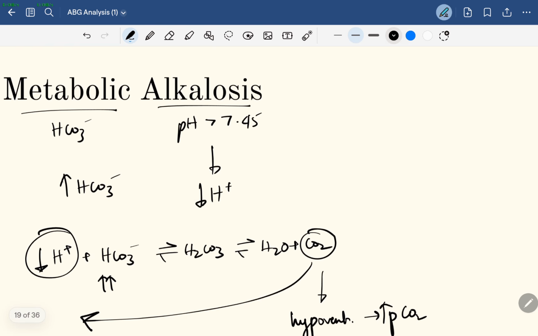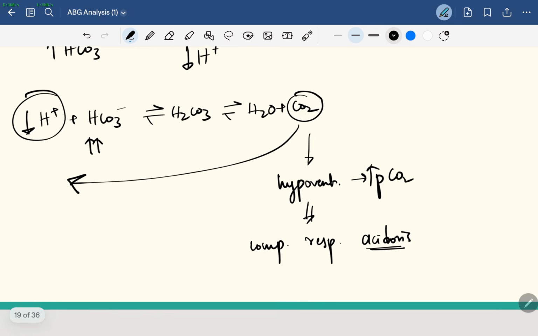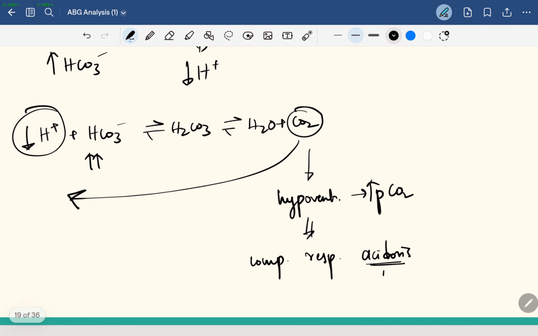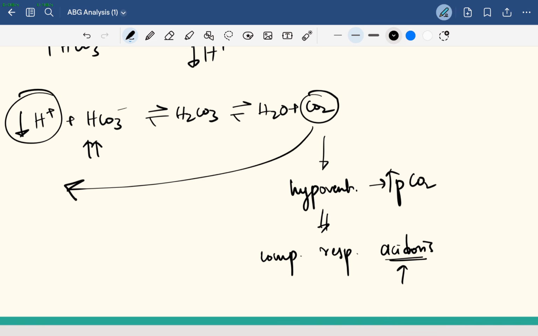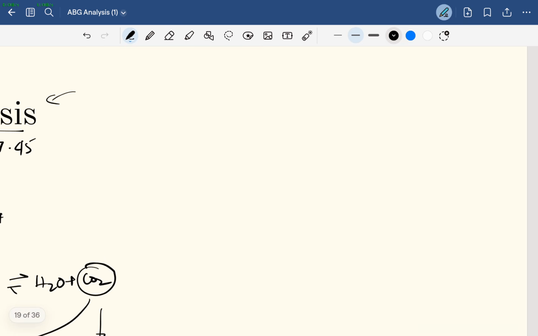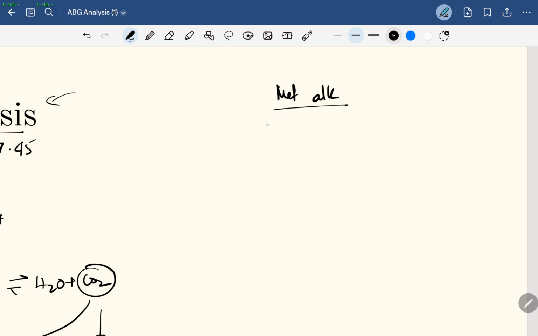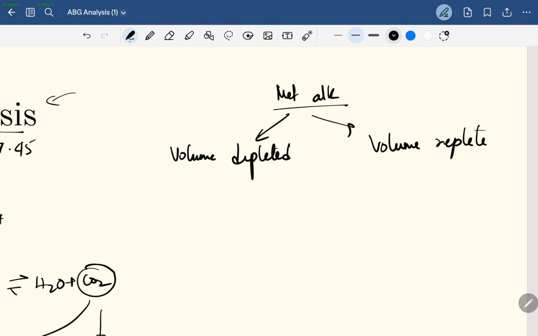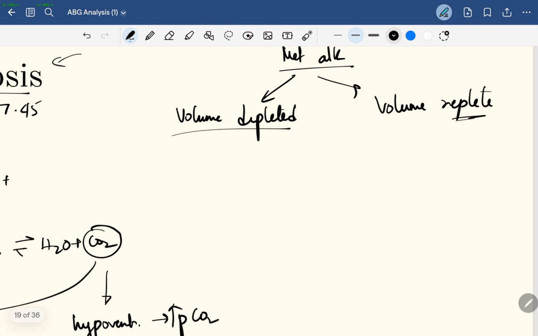because the primary disorder is an alkalosis, and to compensate for that, there has to be some degree of acidosis to bring pH back to normal. Now metabolic alkalosis is actually classified into two types, and this is called volume depleted, and volume replete. Replete means the volume is in balance, and depleted obviously suggests there's a low volume.